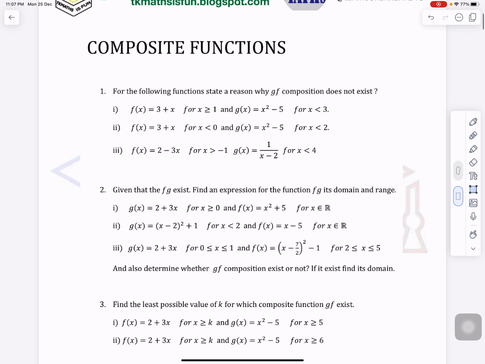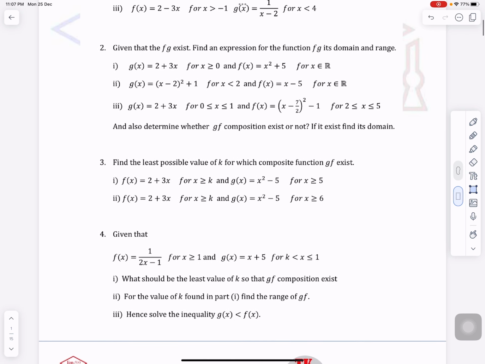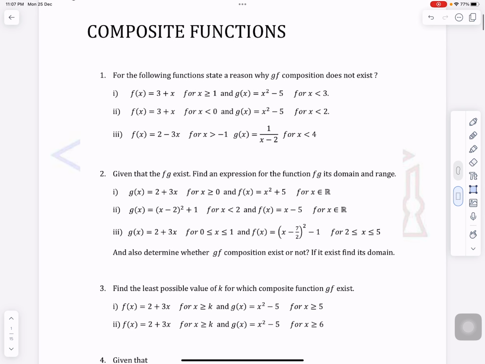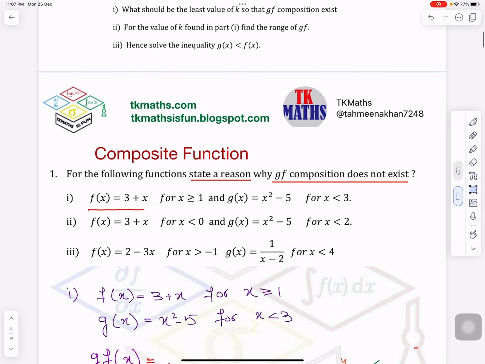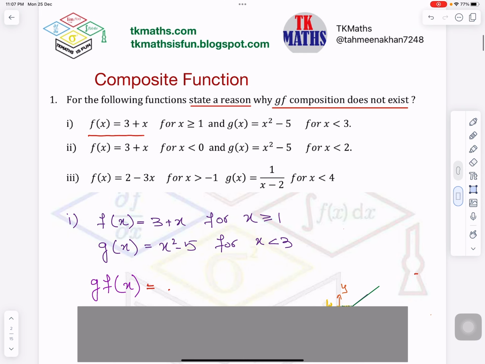You can see here on this sheet, there are 4 questions. So I will make 4 videos, one on each question, and it will have all the parts of that question. So let's start with video 1, which has 3 parts of question number 1. In all 3 parts, you have to check and state a reason why the composite function g of f of x is not existing. So this is what we will see in all 3 parts.